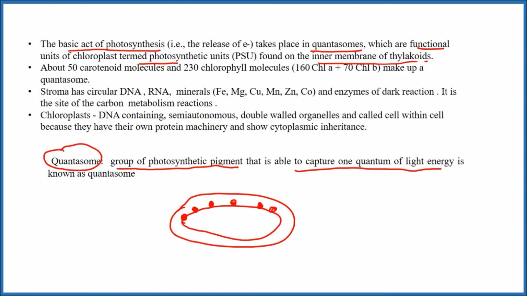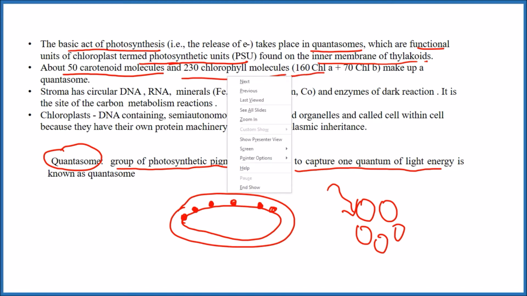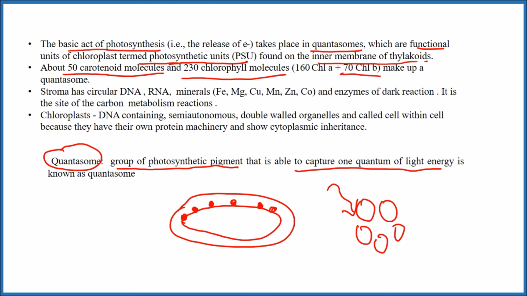Quantasome is a group of photosynthetic pigments that is able to capture one quantum of light energy. It is called quantasome. Quantasome is also called photosynthetic unit. Quantasome consists of 50 carotenoid molecules and 230 chlorophyll molecules. Out of 230 chlorophyll molecules, it has 160 chlorophyll A and 70 chlorophyll B.